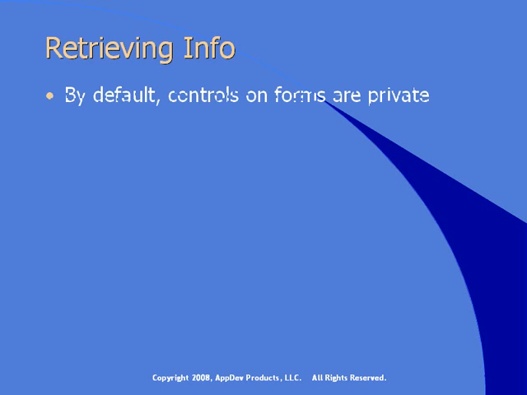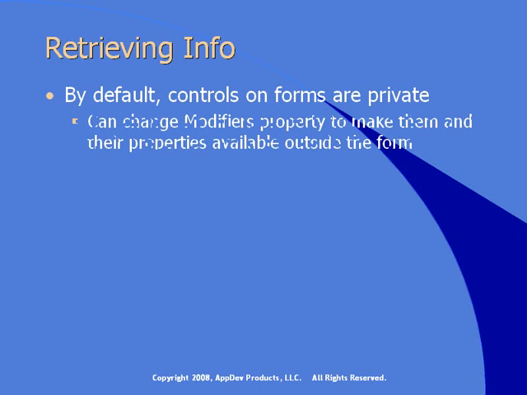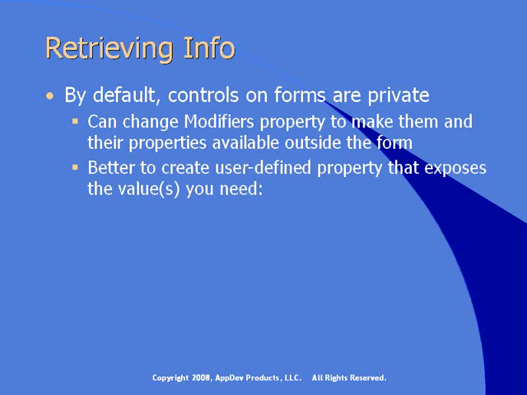By default, controls on forms are private. You can change the Modifiers property to make them and their properties available outside the form. But it's better to create a user-defined property that exposes the value that you need.